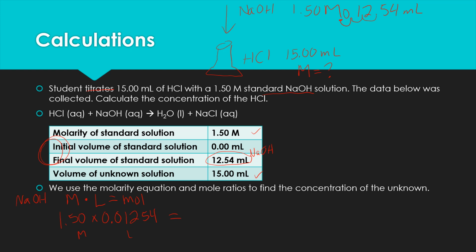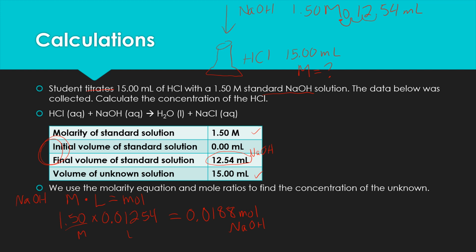So let's go ahead and do that calculation. Pulling up my calculator. 1.5 times 0.01254, and I get 0.0188, and we've got 3 sig figs there. So 0.0188 moles. And that's of our NaOH.